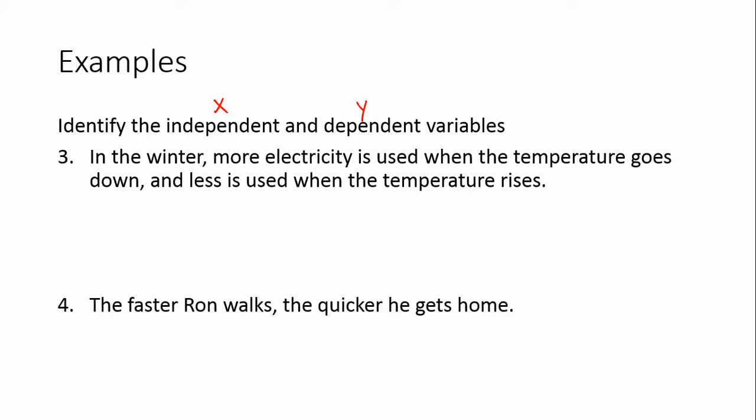Okay, sorry about that. So again, we're going to be identifying the independent and dependent variables. So in the winter, more electricity is used when the temperature goes down, and less is used when the temperature rises. So the first thing to understand is what are the two variables we're talking about. So when we look at that statement, we're talking about electricity and we're talking about temperature.